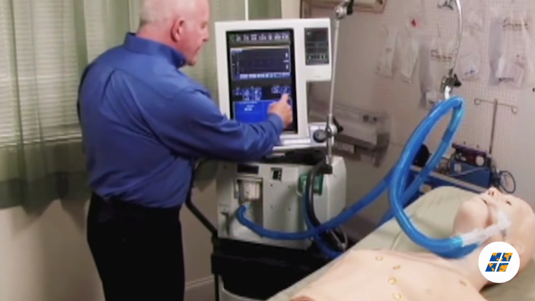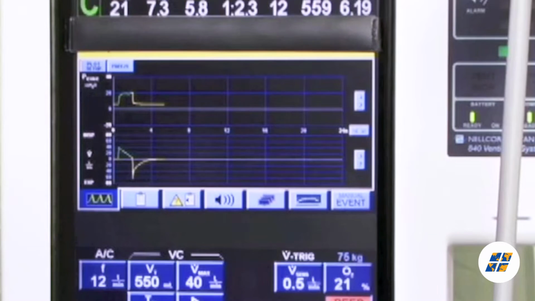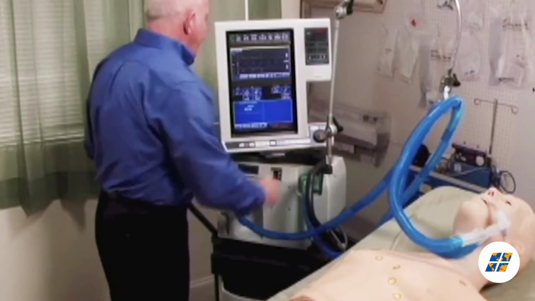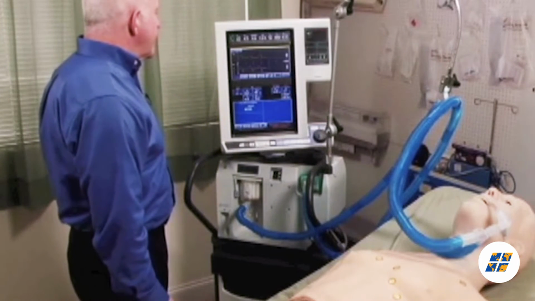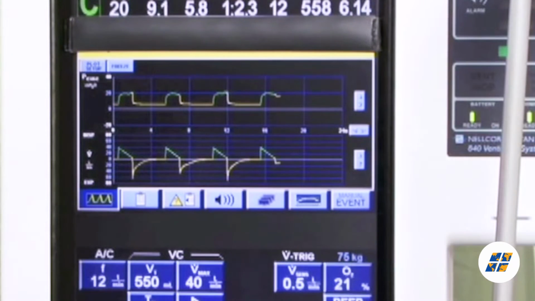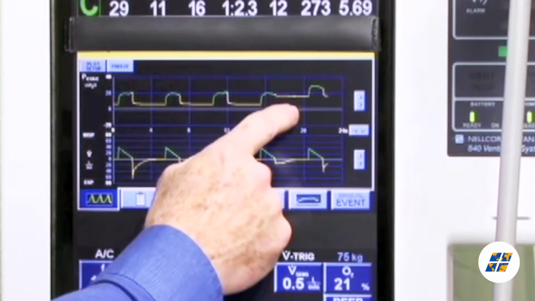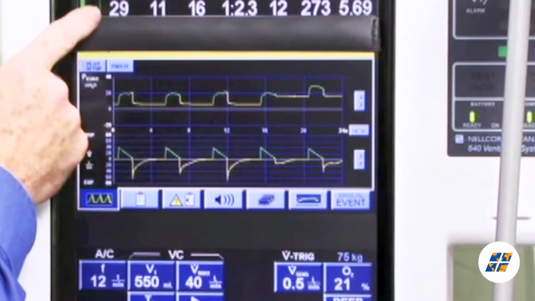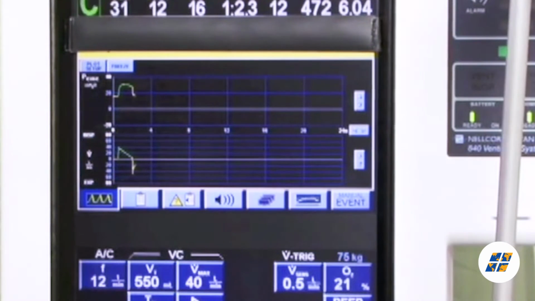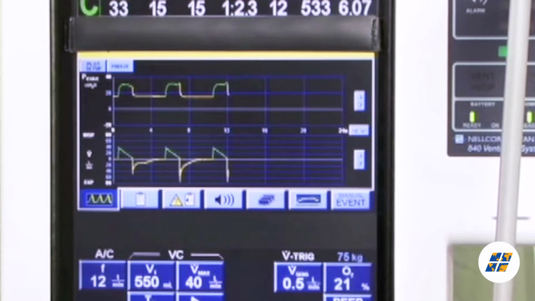I'll increase the PEEP to 15 centimeters of water. Notice the resultant increase in PEEP, as well as the resultant increase in peak inflation pressures within a few centimeters of water. The 3201 maintains the PEEP to peak pressure relationship throughout all PEEP levels.